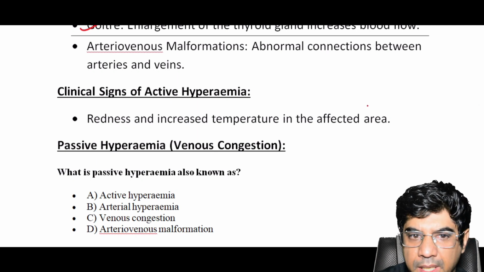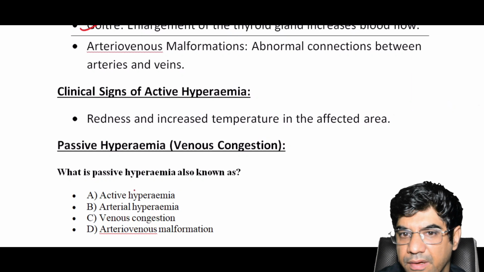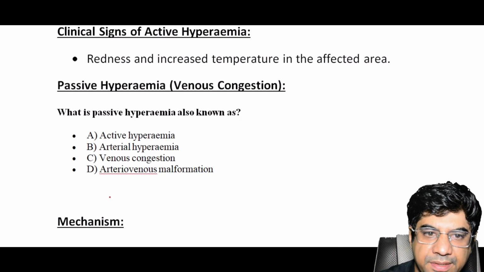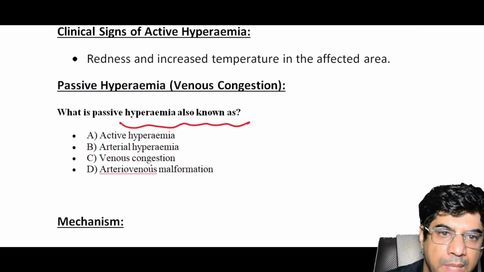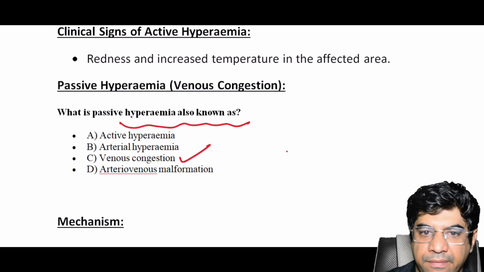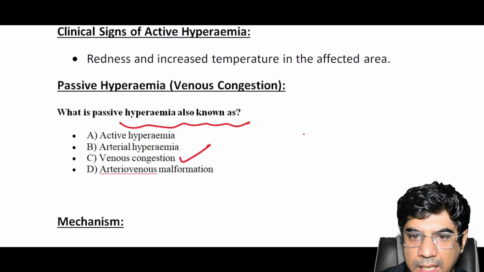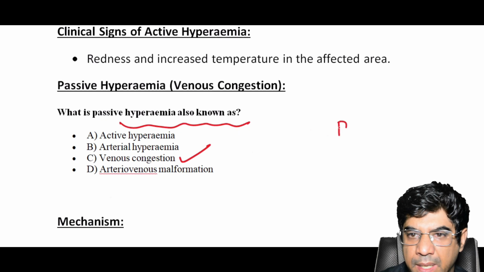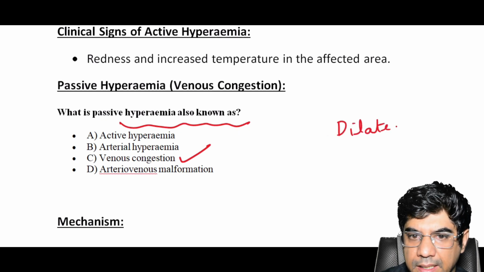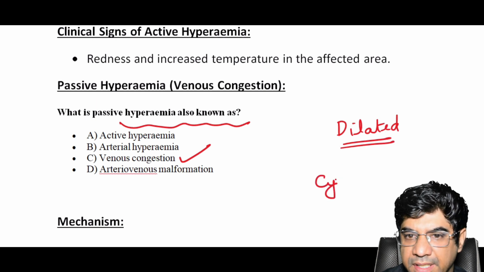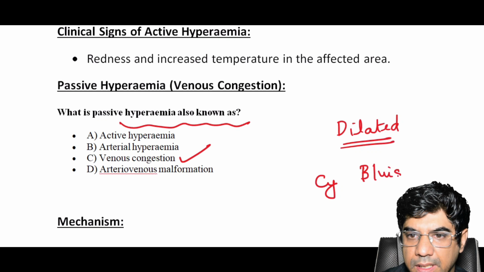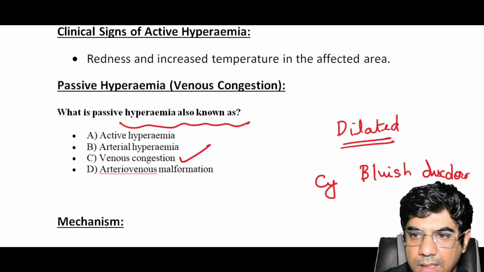Now passive hyperemia is known as venous congestion. So what is passive hyperemia known as? The answer would be venous congestion. It occurs when the veins and capillaries are dilated due to inadequate venous flow. So you would see bluish discoloration of the affected tissues.